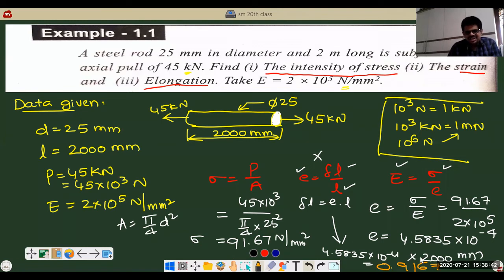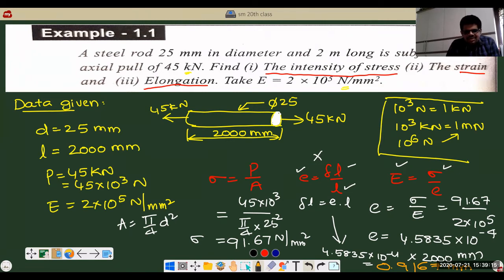This is extension, means change in length or increase in length. What are the units for length? Mm. So here this particular rectangular rod is increased by 0.9167 mm. Okay. So this is how you can solve this problem.